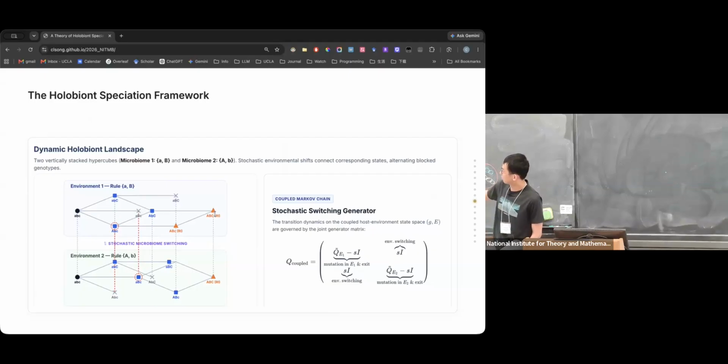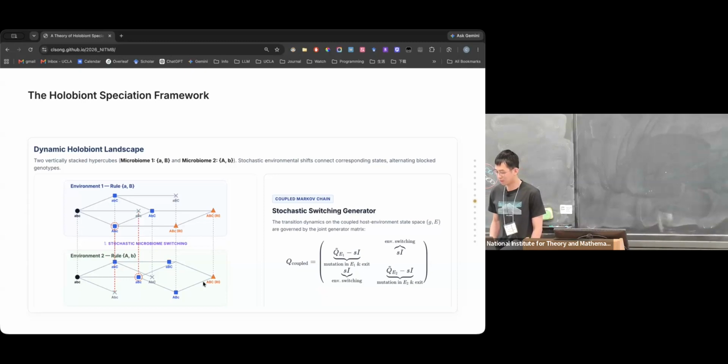Yes. So for example, here, if you are in environment 1 and you reach this point, then this will be the time when you have reached reproductive isolation. But suppose now you are in environment 2 and you have to reach this point for the reproductive isolation time. And then what are you assuming about the time scale of environment switching relative?